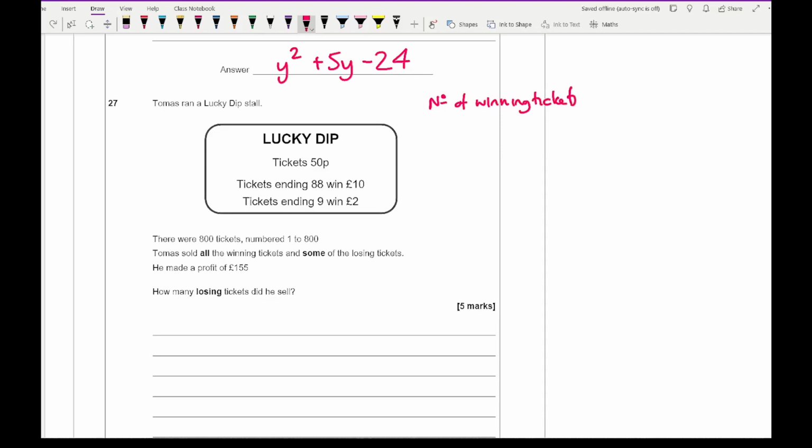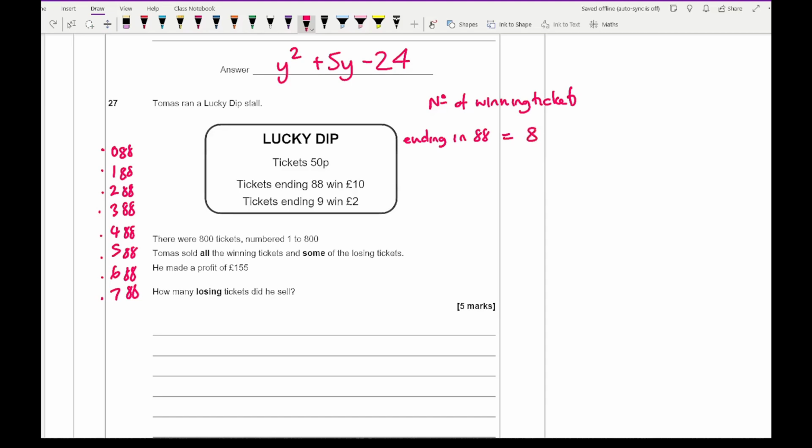So if we have the first one ending in 88, looking at how many tickets end in 88, we've got 88, 188, 288, 388, 488, 588, 688, 788, and that's it. Then looking at those tickets, how many of those numbers have we written down? Well, that's going to be 1, 2, 3, 4, 5, 6, 7, 8. So that's going to equal 8.